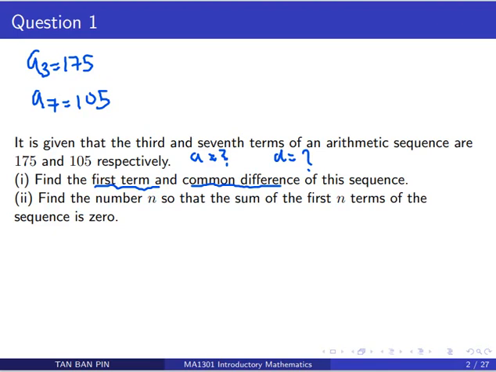And you're supposed to find the number n in part 2, such that the sum of the first n terms of the sequence is 0. So you want Sn is 0. So before you do anything, do some observation. From A3 to A7 is getting smaller. Getting smaller means later you will find D, it must be less than 0.